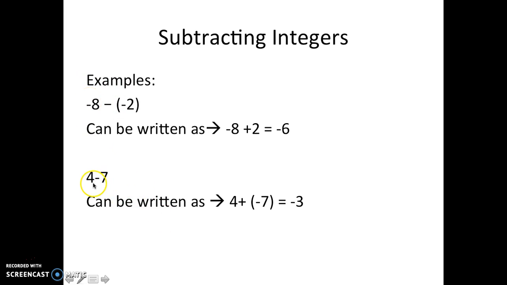So once again, we can do the same thing. 4 minus 7. That can be written as 4 plus -7 because we turned the subtraction into addition and changed the sign. So 4 plus -7, once again, we have different signs. So we're going to take the difference. 7 minus 4 equals 3. 7 is the bigger number, which has a negative sign in front of it. So our answer has to be -3.